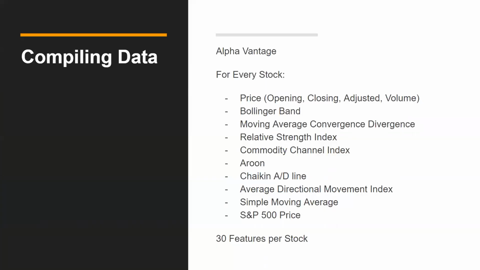For compiling data, we use AlphaVantage to get our data, and for every stock we get the following things. For example, for price, we have the opening, closing, and adjusted price, and that means that for each stock we have around 30 features.